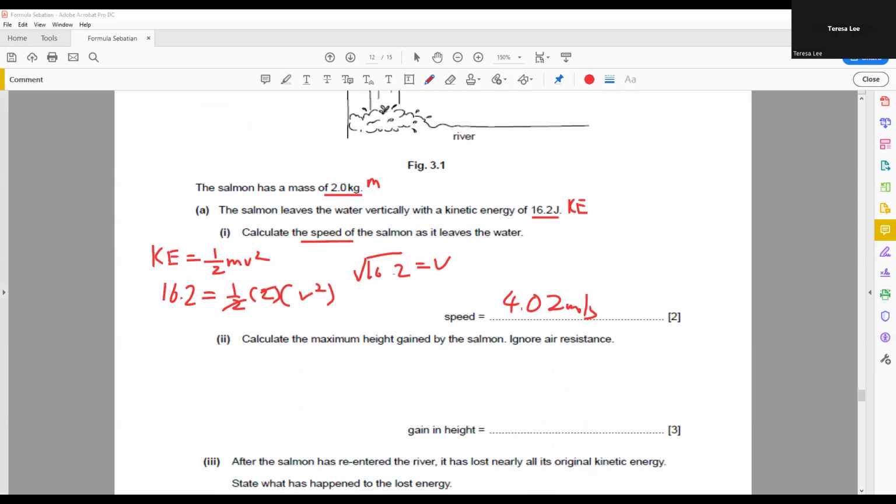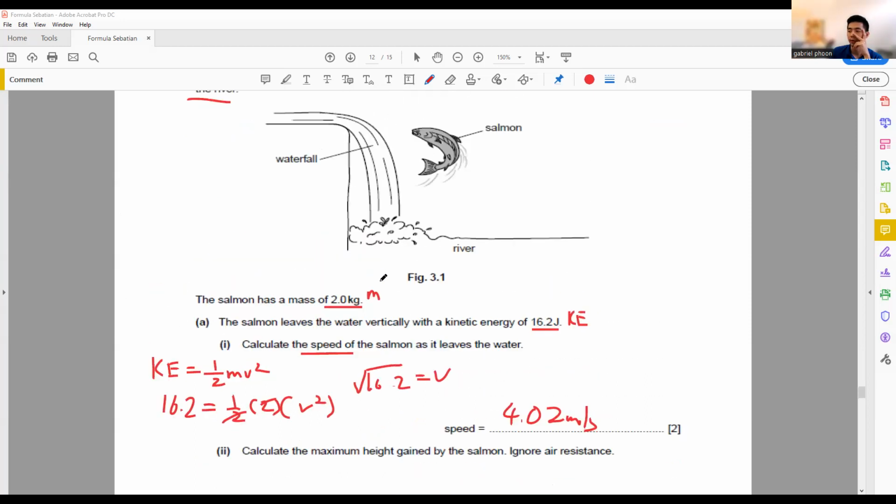Teresa, do you manage to get this? No. Oh, what do you do for this question here? What went wrong? I put 1 over 2 mv square equals to mgh. Oh, you can't use mgh here yet because you don't have the height information, right? And if you don't have the height information, how are you going to put anything into your mgh? You're asked to find speed, which is essentially this part here. Okay?